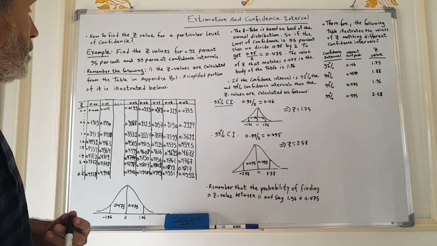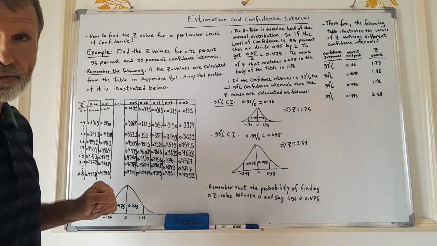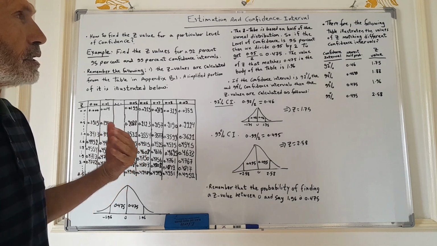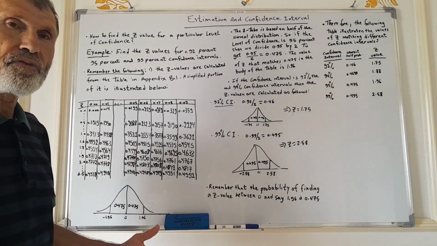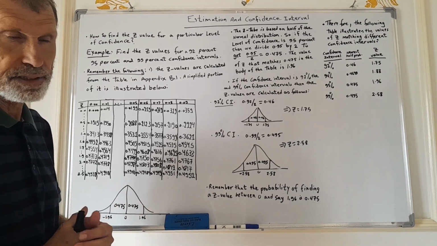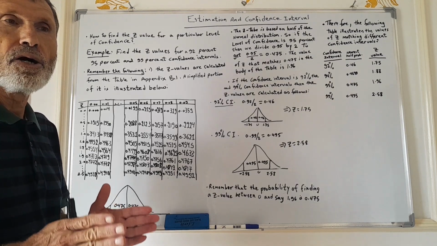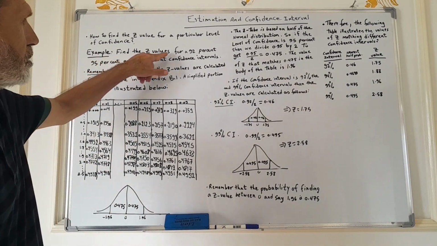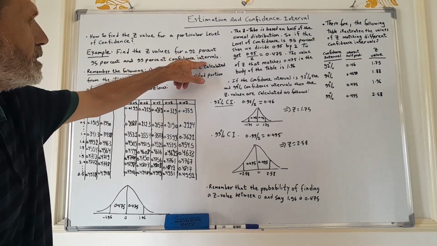Okay, now our topic is how to find the z-value for a particular level of confidence. In this lesson, we're going to encounter many problems concerning finding the confidence interval, with many levels of confidence. So how do we find the z-value corresponding to a certain level of confidence? Example: find the z-values for 92%, 95%, and 99% confidence intervals.